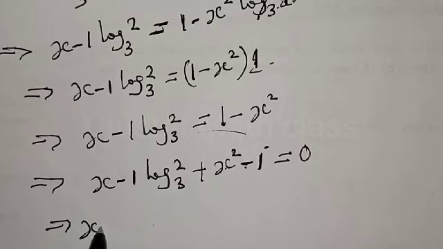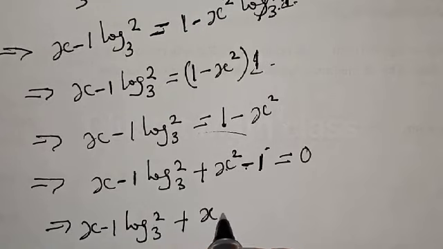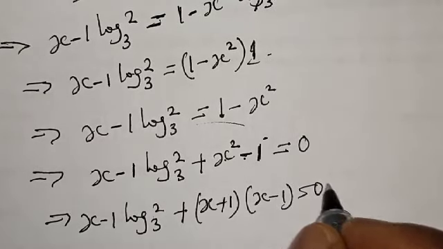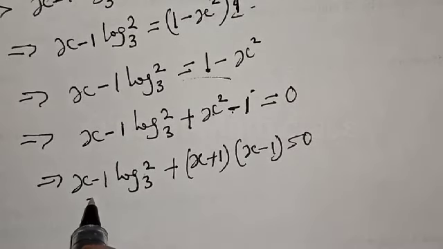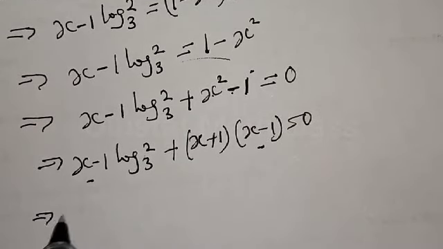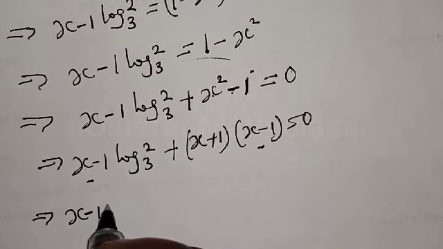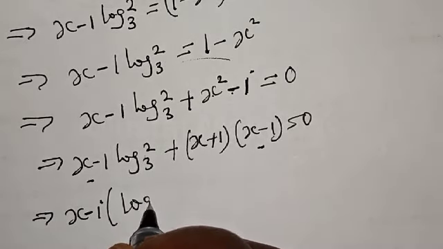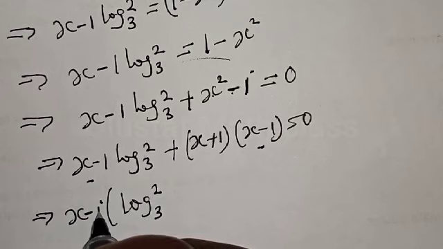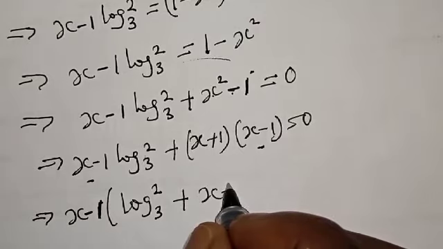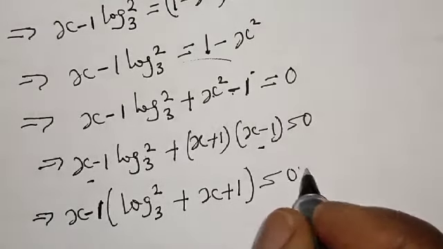This can be expressed as x minus 1 log 2 base 3 plus x plus 1 into x minus 1 equal to 0. Something is common: x minus 1 is common. We can factor it out. This implies that we have x minus 1 into, we are left with log 2 base 3 plus x plus 1 equal to 0.